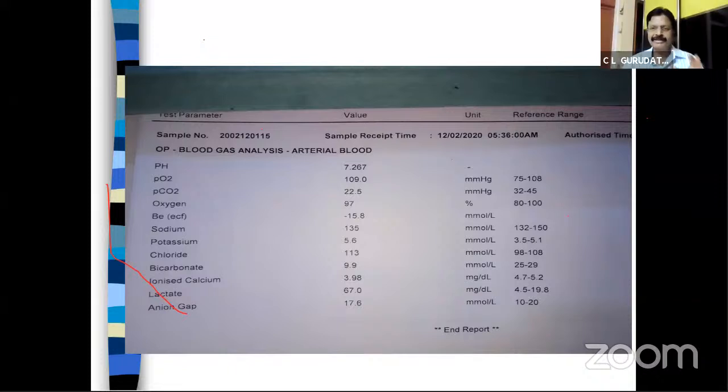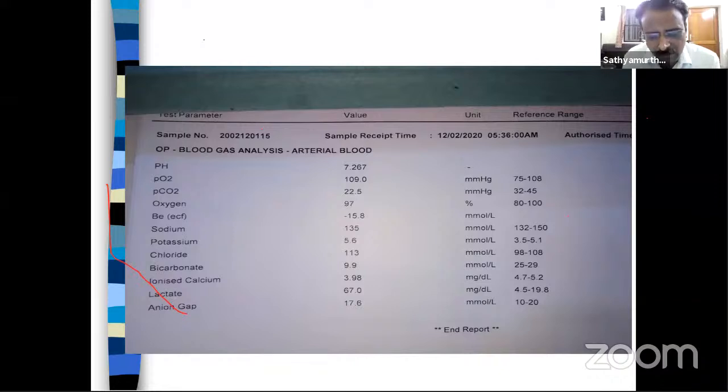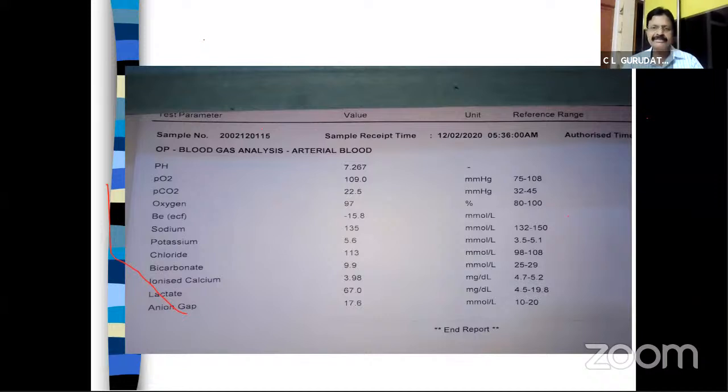Whatever ABG we are getting, is it properly done by the machine or not? Can we rely on the results that we have got? For example, you are showing 7.267 as the pH on this slide. So 26 is the last two digits. 80 minus this 26 should be the hydrogen ion concentration of this particular patient's blood.